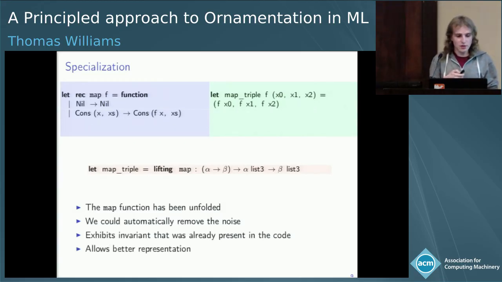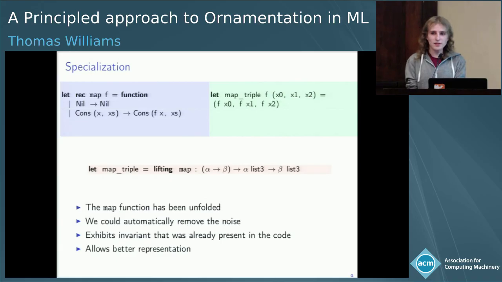So what's cool about this? We started from an invariant that was already present in the code, but that was not apparent, and by duplicating some code, we have made it obvious that the lists we manipulate are 3 elements long. This also allows a better representation, so we can use this for optimization. We could also use this for optimizing general lists, for example, using special constructors for short lists. This would be something that we could express in the same way.